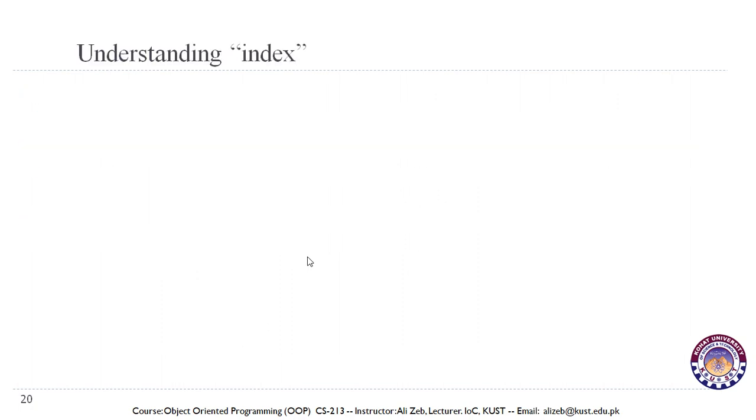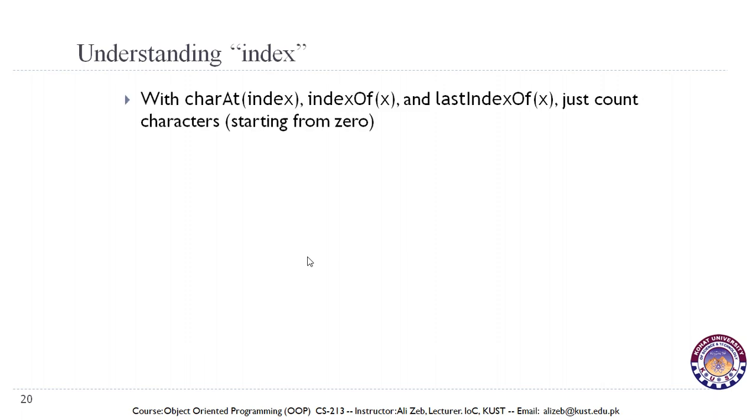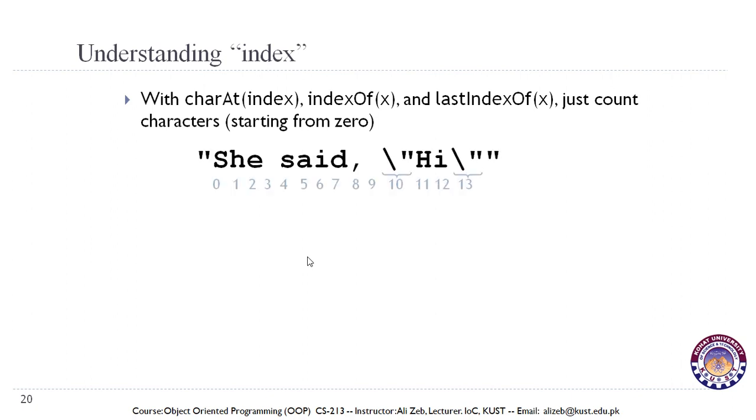So in order to understand what the index is, with the indexOf method we pass a character or a string, and with the lastIndexOf method we pass a character or a string. Just count characters starting from 0.